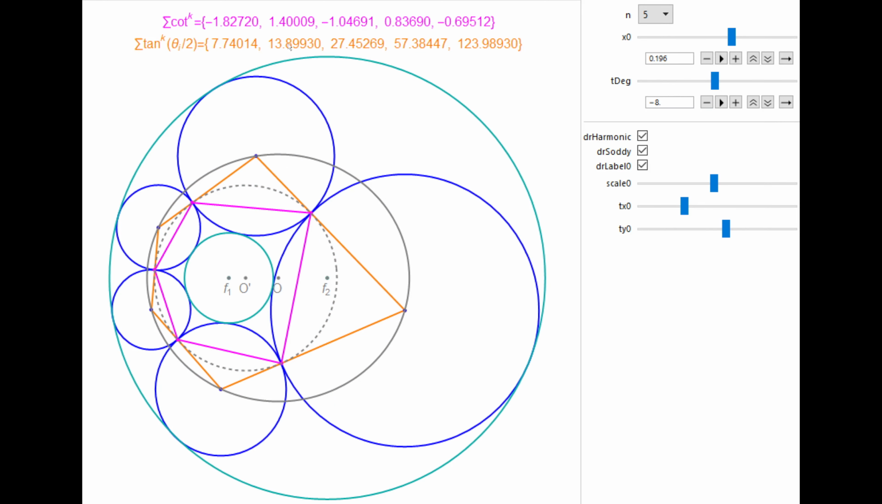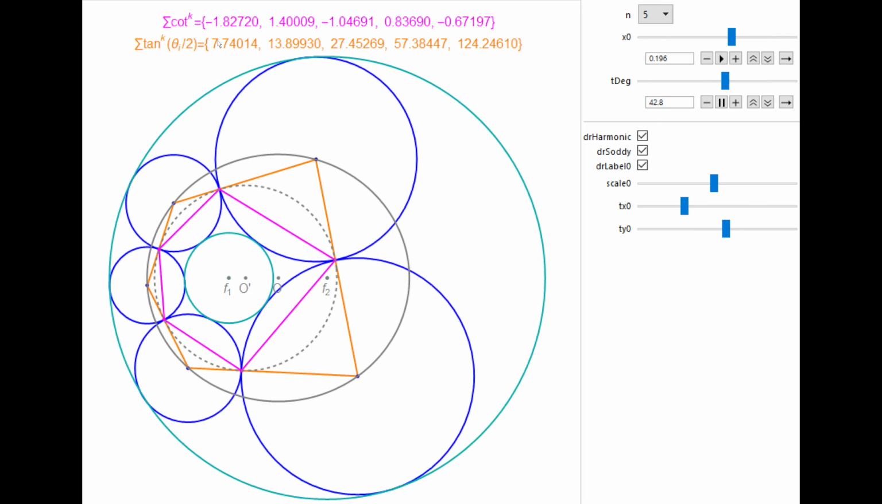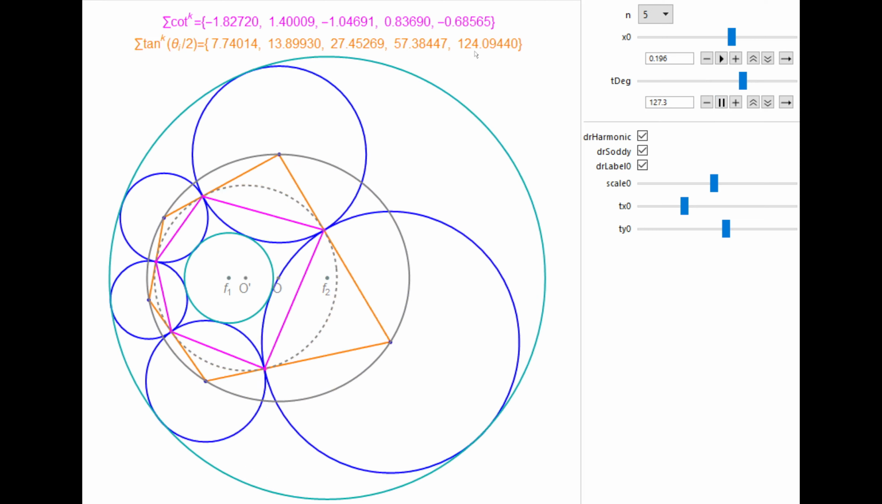Here's the square tangents of the half angles, cubic tangents, or tangents to the third power of the half angles, to the fourth power, and to the fifth power. So you can see here that all are conserved except for the last one. Okay, now I want to show you guys one last set of observations.